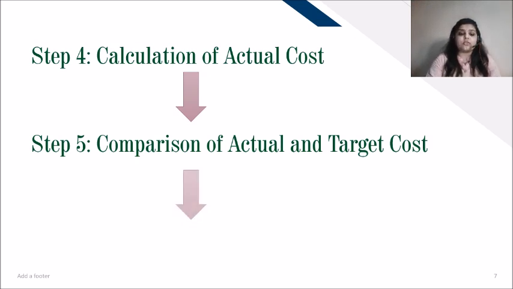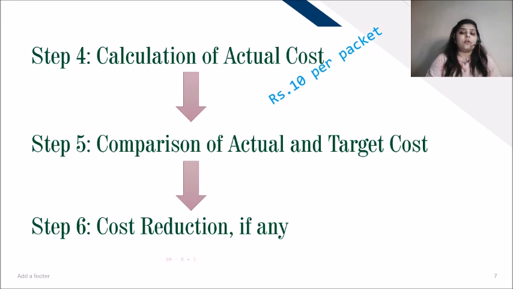So what is the cost reduction that I need to do? The cost reduction that I need to do is 2 rupees. The actual cost is rupees 10 per packet, and the cost reduction is 10 rupees actual cost minus 8 rupees, that is my target cost, that is 2 rupees. Still our work is not done. We have just calculated the cost reduction that we need. We have still not reduced the cost. So how can we reduce the cost?